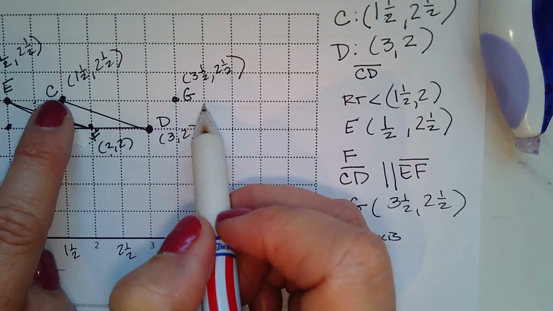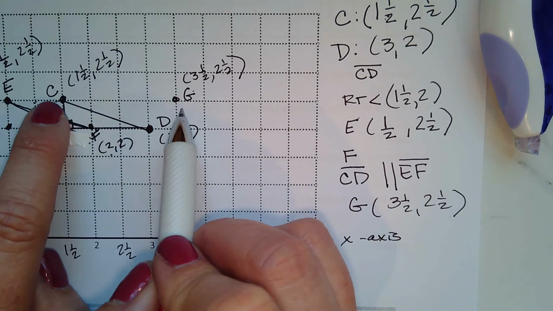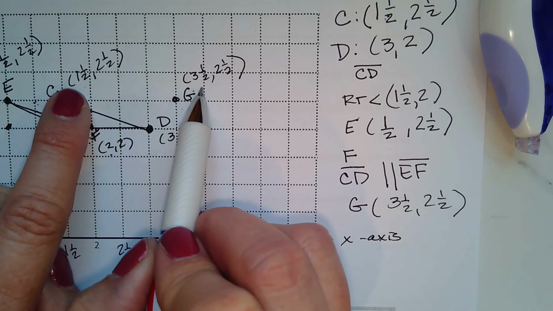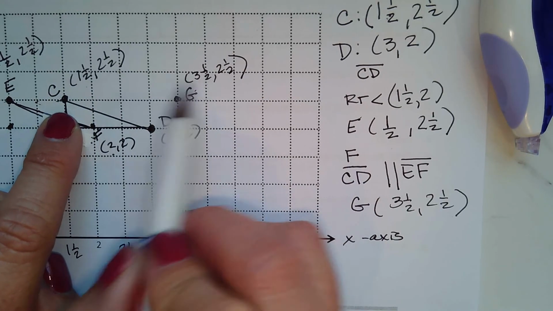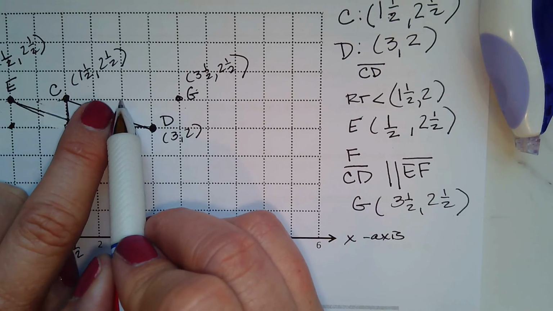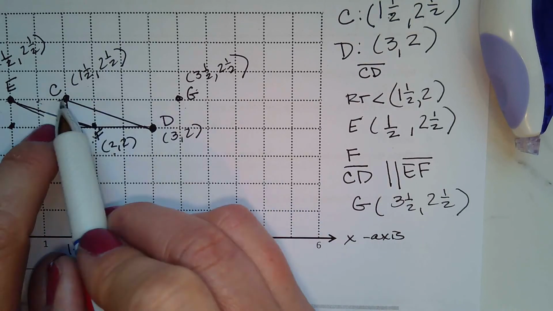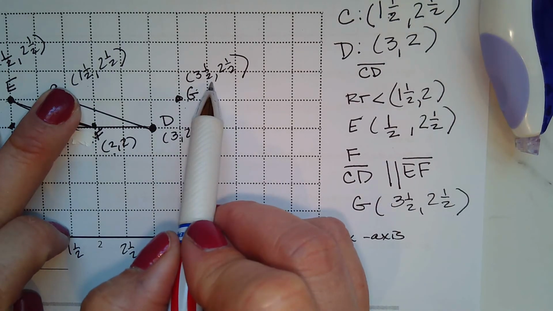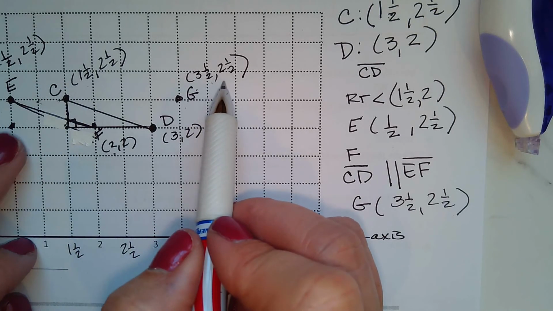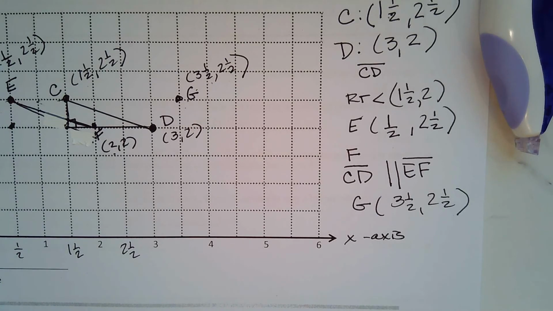So if we're comparing point C to point G, what do we know about the x-coordinates? Well, this is 2 full units bigger. So a half plus a half is 1. A half is 1.5 plus another half is 2. So it's 2 full units greater for the x, but the y remains the same.